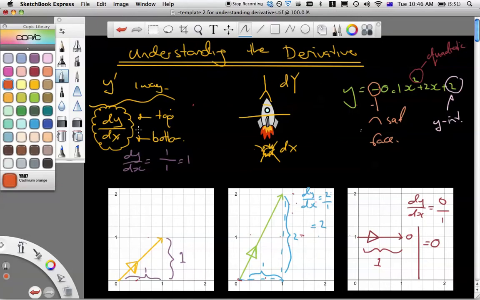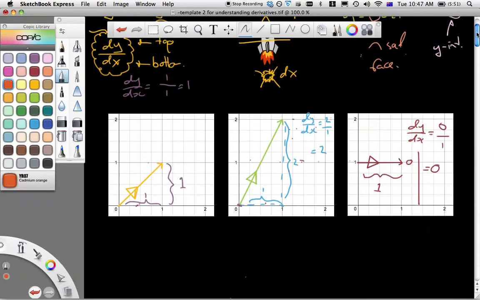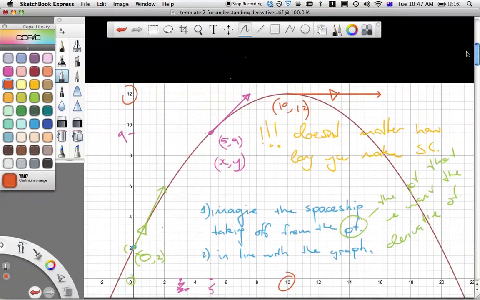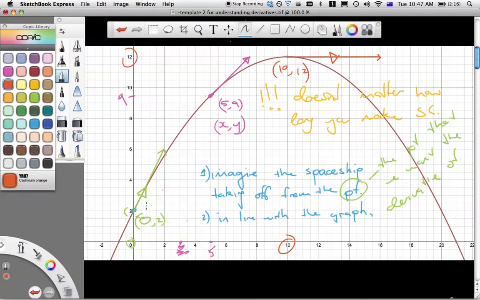Okay, so in video one of this derivative series, we linked the idea of the spaceship to the idea of the derivative. We looked at how far above the front of the spaceship was, dy, and how far in front of the back of the spaceship it was, dx. In the second video, we put some spaceships on a graph, on a quadratic, to find the derivative at lots of different points.